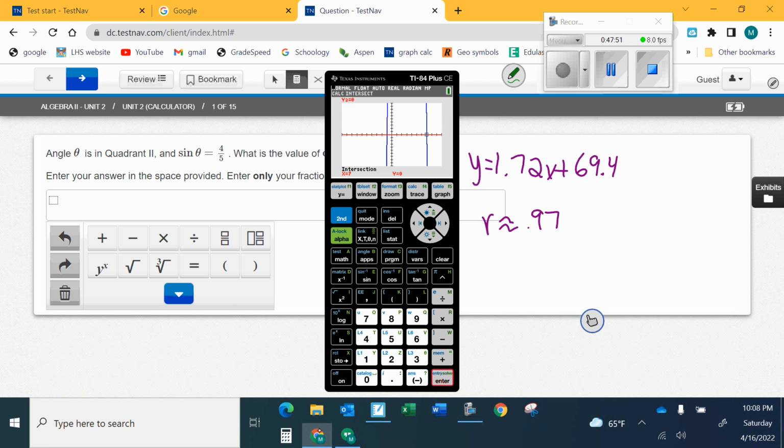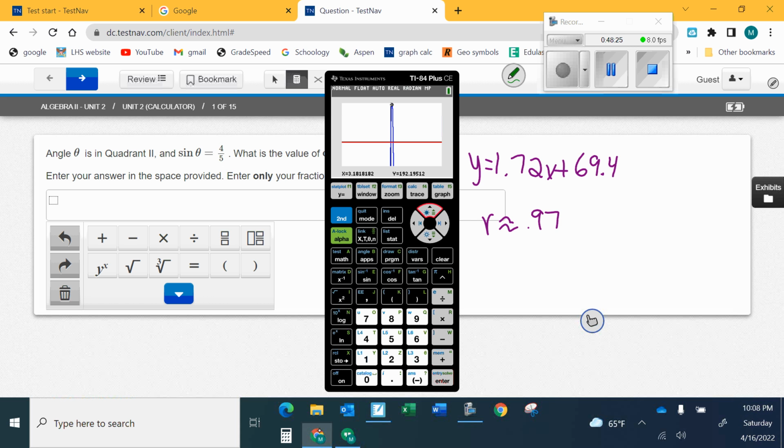Now I could also use this to find the maximum height. I'm going to zoom out. Okay, notice I still don't have it. It's way up there. Okay, I could zoom out again. Move it up again. I'm still not there.